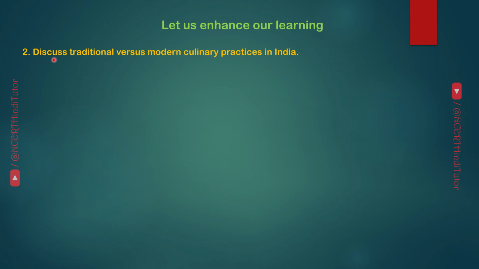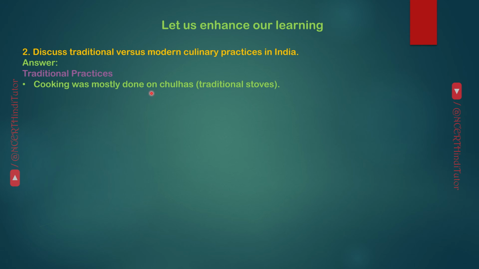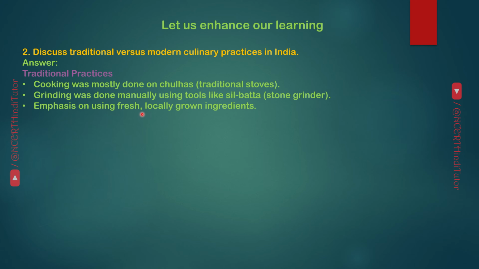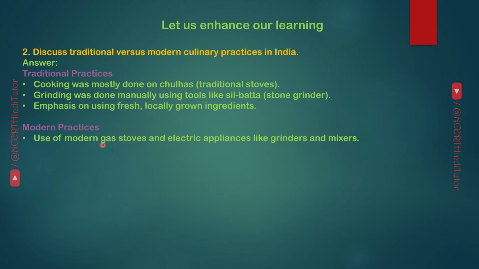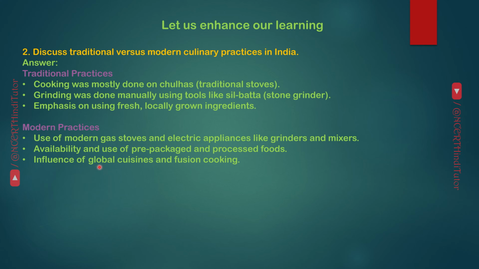Question 2. Discuss traditional versus modern culinary practices in India. Answer: traditional practices. Cooking was mostly done on chulas, traditional stoves. Grinding was done manually using tools like silbatta, stone grinder. Emphasis on using fresh, locally grown ingredients. Modern practices: use of modern gas stoves and electric appliances like grinders and mixers. Availability and use of pre-packaged and processed foods. Influence of global cuisines and fusion cooking.